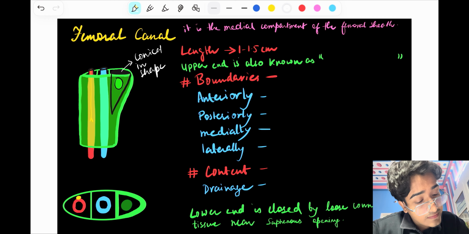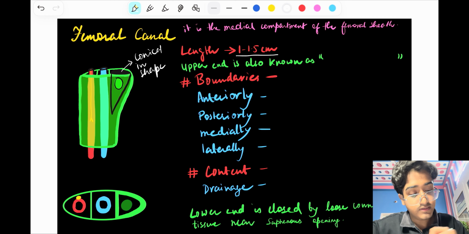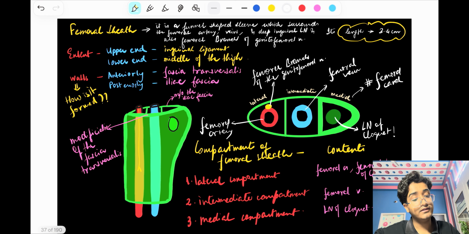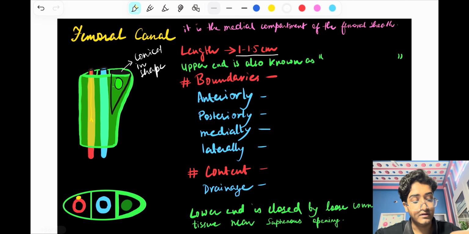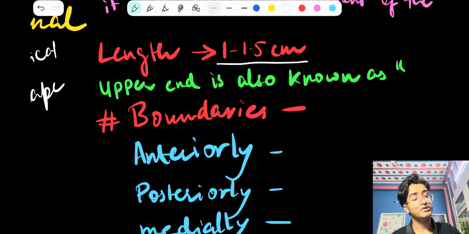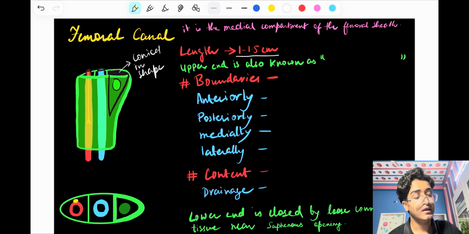Its length is about 1 to 1.5 centimeter, and the length of the femoral sheath was 3 to 4 centimeter. The femoral canal is usually shorter than the femoral sheath, its length being about 1 to 1.5 centimeter.